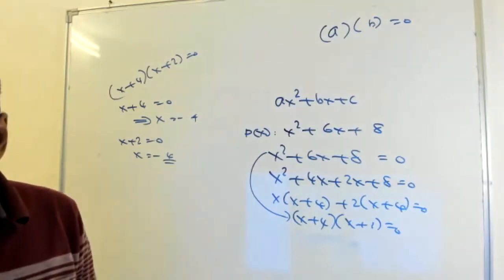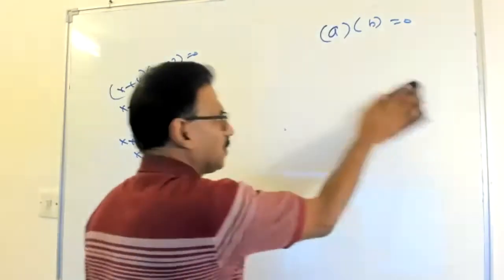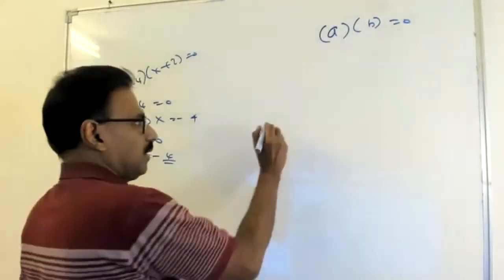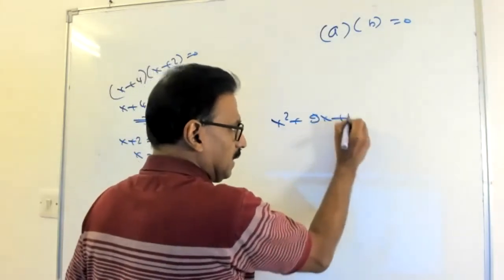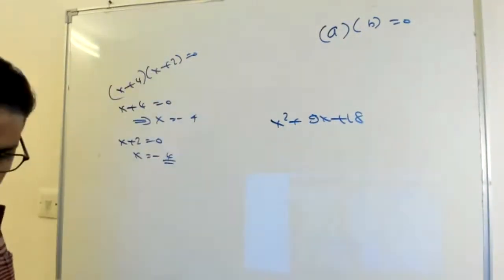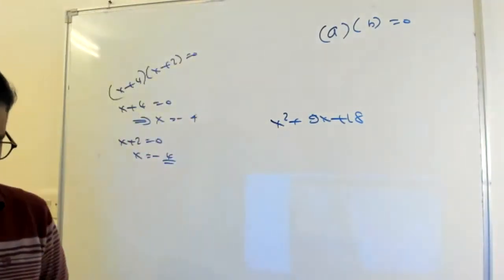Okay, right. Find the zeros of the polynomial x square plus 9x plus 18. X square plus 9x plus 18. Try now.